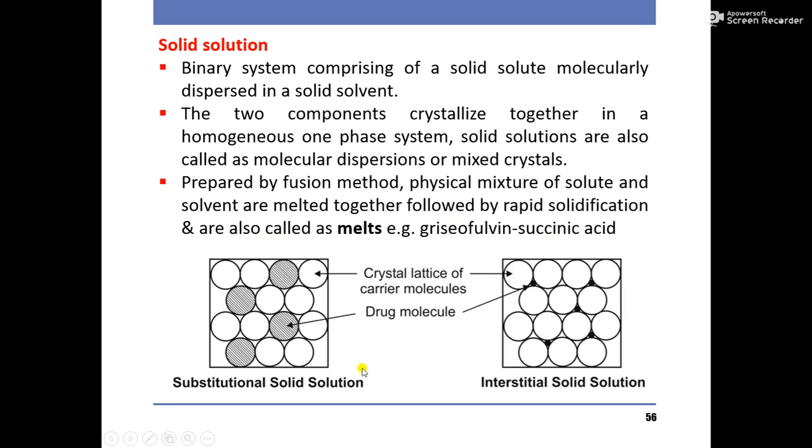You can see here in both diagrams, this is the substitutional solid solution and this one is the interstitial solid solution. And you can see the clear difference. Here this one is the crystal lattice of the carrier molecule. This is also the crystal lattice of the carrier molecule, and both of them are empty, and this is the interstitial solid solution, while this one is the substitutional solid solution. So how can we differentiate between these two?